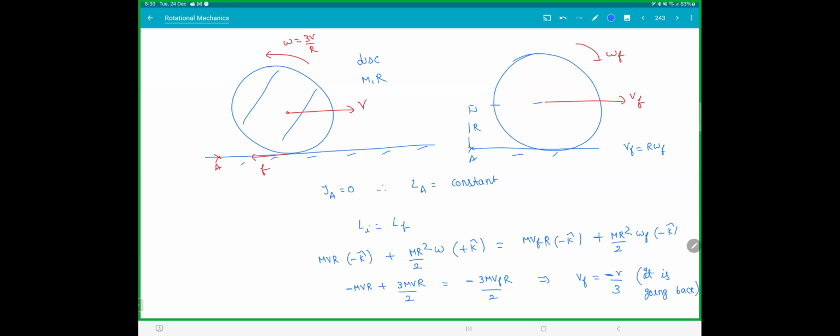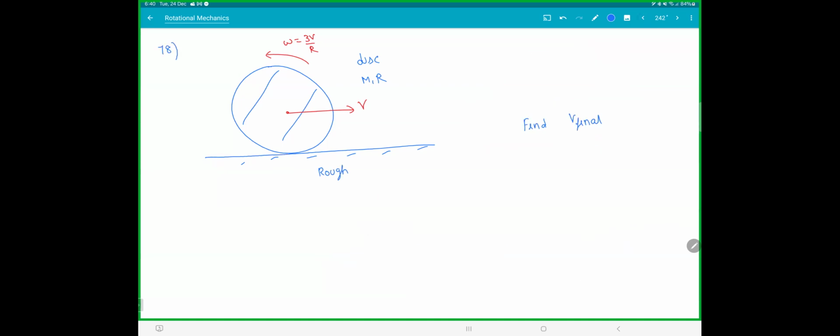These are important problems. Any doubts on this? If they ask you time, the same idea. F is mu mg, you get a, v final is equal to u plus at, finish off, you'll get time from there. Anyone confused with this? Clear? Nikhil, Pratik, Vignajit, Devansh, Arya? Clear? Next one.